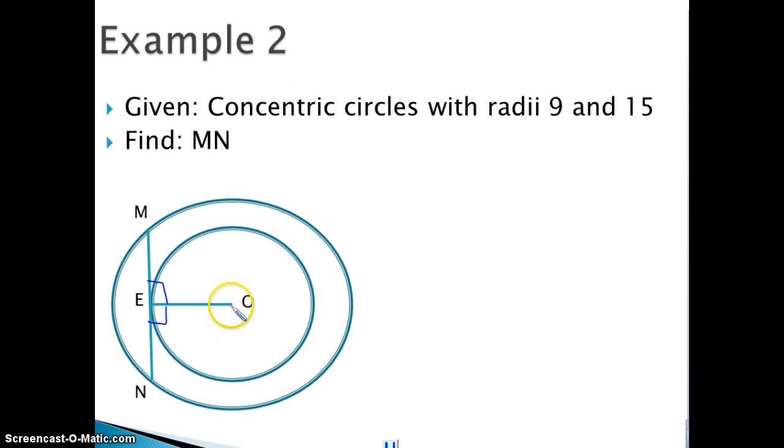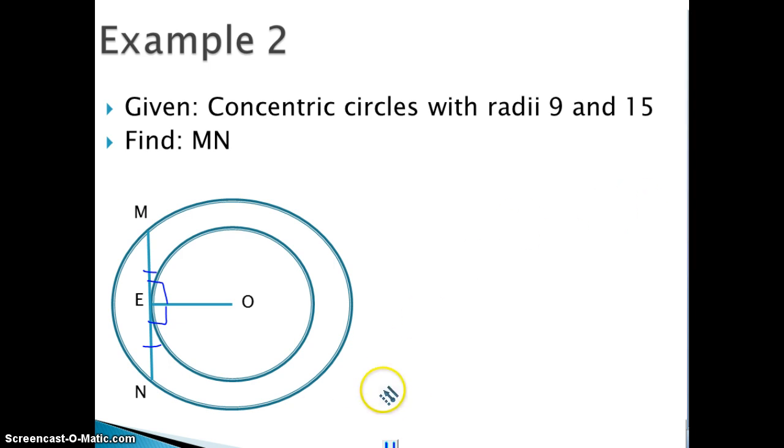So we have a radius and a chord that are perpendicular. Thinking back to what we did in section 10.1, a radius and a chord that are perpendicular are going to bisect the chord. So I know that these 2 pieces are going to be the same. So the next thing I need to do is figure out, using the information that the radii are 9 and 15, how does that help me get what ME or EN is to help me find MN?